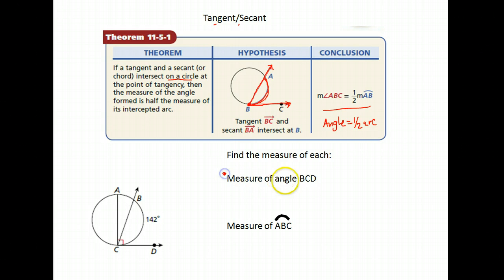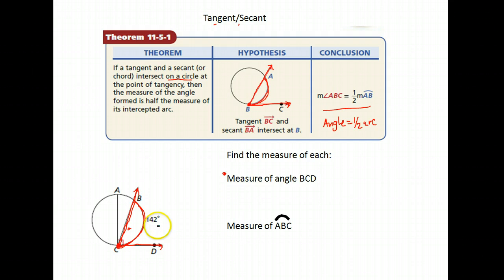First, we're asked to find the measure of angle BCD. So where is angle BCD? Well, it's from B, at C is our vertex, and out to D. What is the measure of the angle BCD? Well, notice it's an angle with a vertex on the circle, so it should be half of this arc that's inside of it from B to C.